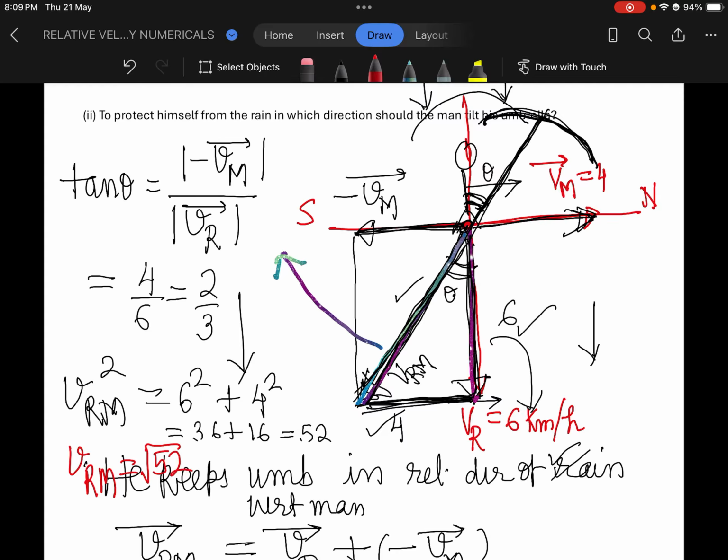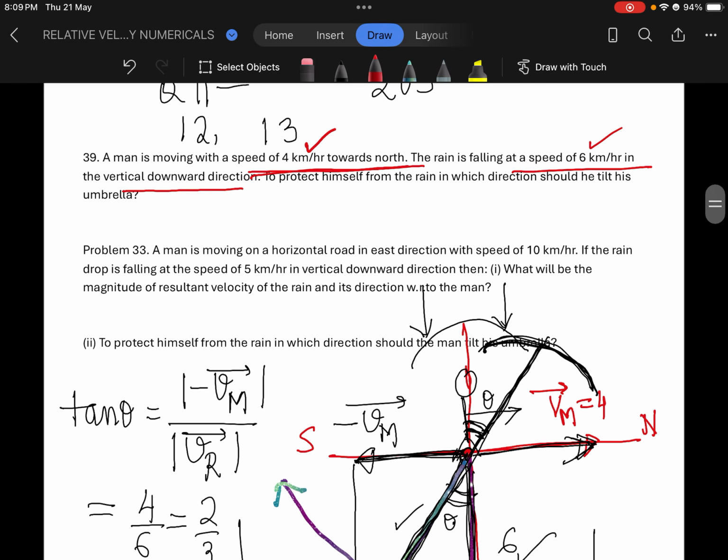Square root 52 meter per second. So this is the question. Now there is one more question on the same.